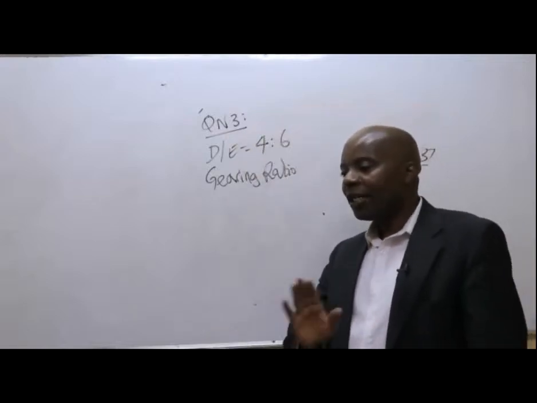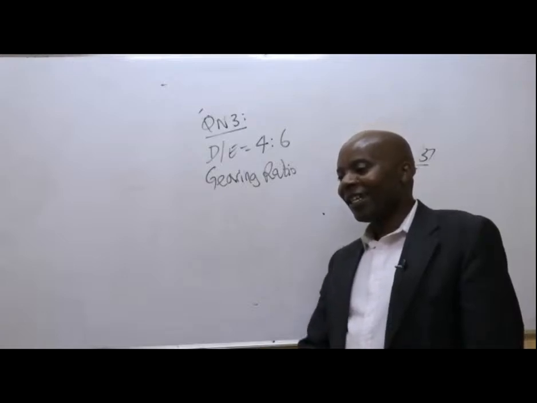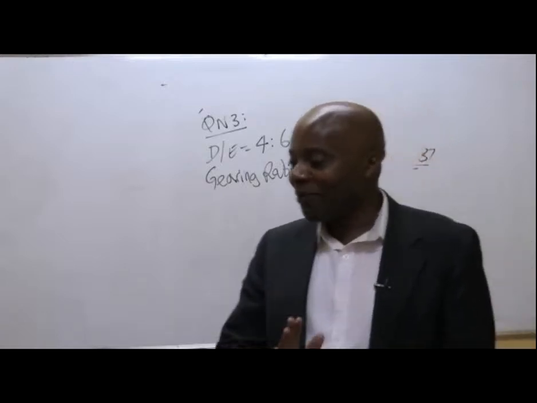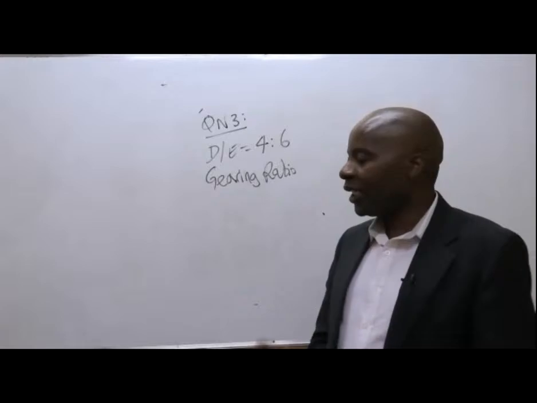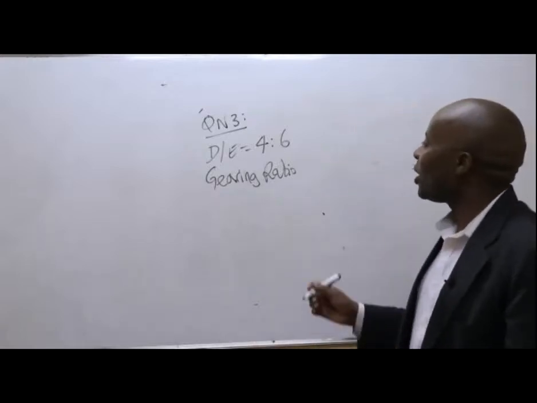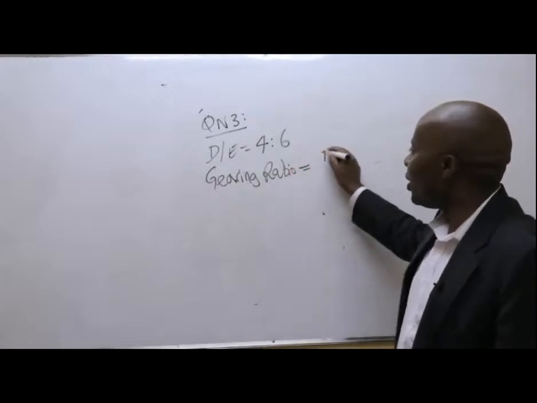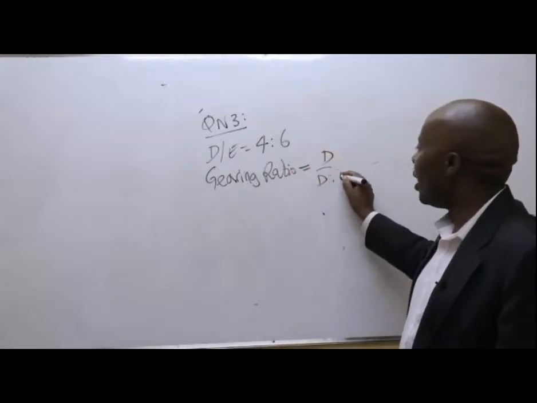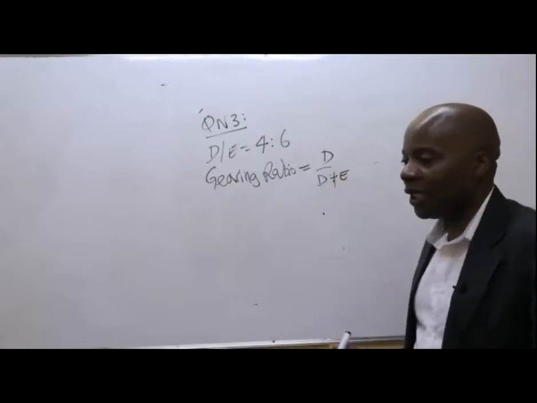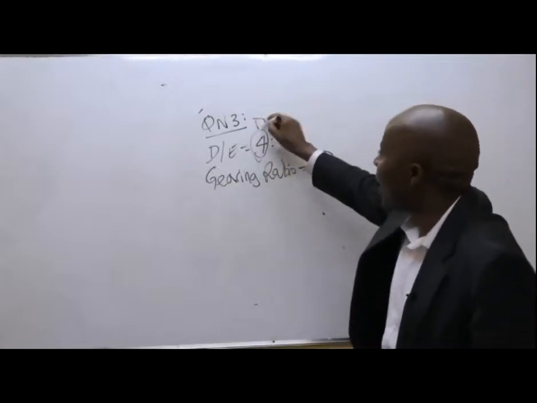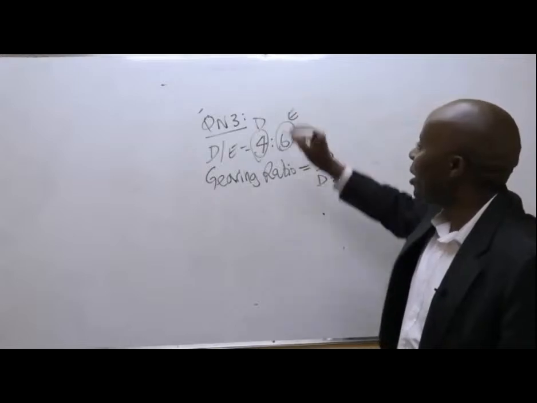So all of them are able to get 0.4. What these students have been able to know is the formula of a gearing ratio, which is debt all over debt plus equity. And this 4 becomes our debt, this 6 is our equity.